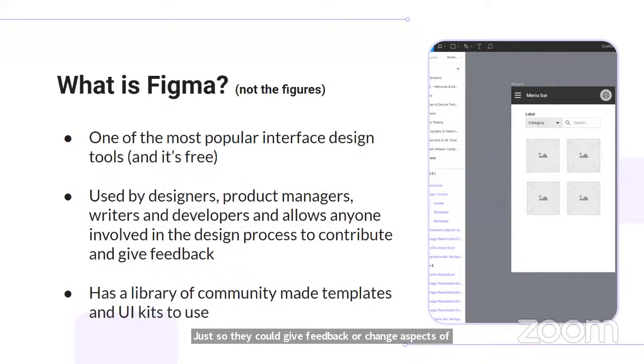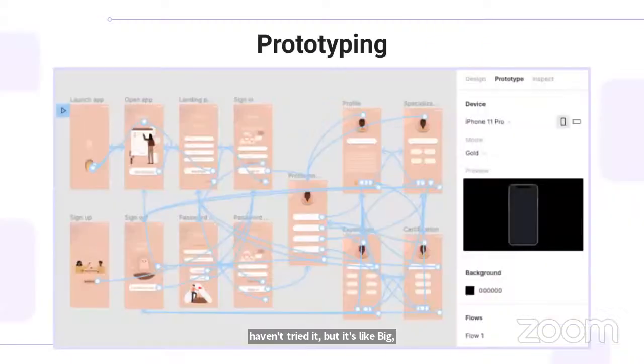And then there's a library of community-made templates and UI kits. That's really helpful if you want to get an idea of what you should be trying to work towards. There's also a developer mode that has plugins. I haven't tried it, but it's like Figma to HTML, Tailwind, and all that. So I haven't tried those, but they're there. Oh, this image is so blurry and I didn't realize.